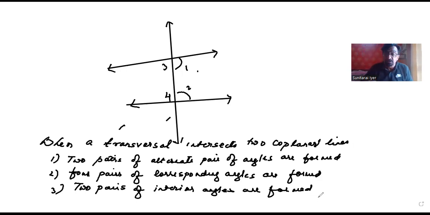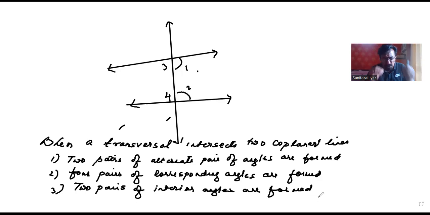Then we saw totally when a transversal intersects two coplanar lines, 8 pairs of angles are formed. 8 pairs of angles are formed. These two pairs are alternate angles. 4 pairs of corresponding angles are formed. 2 pairs of interior angles are formed.